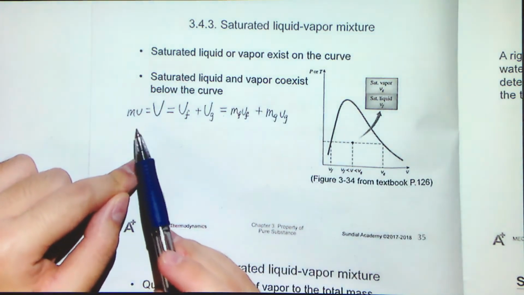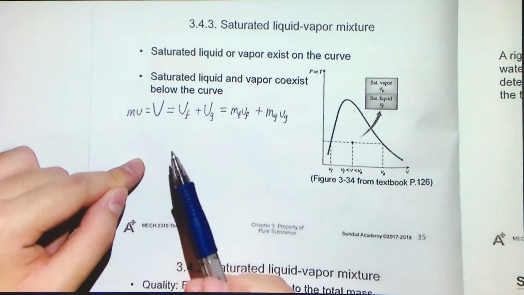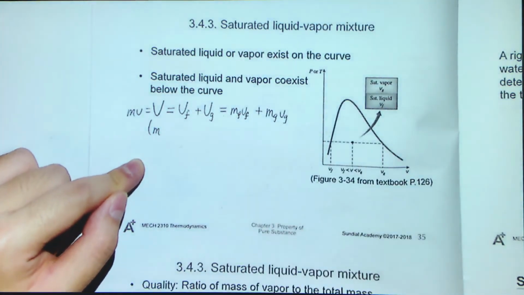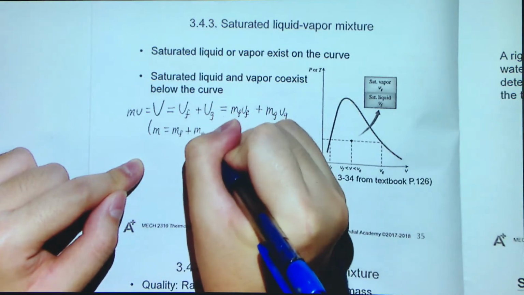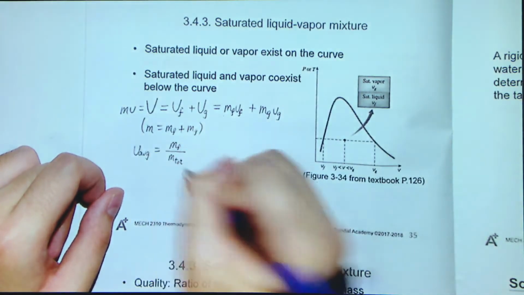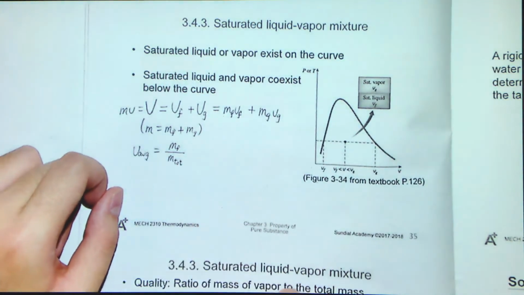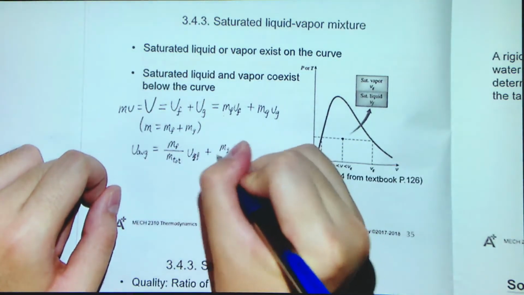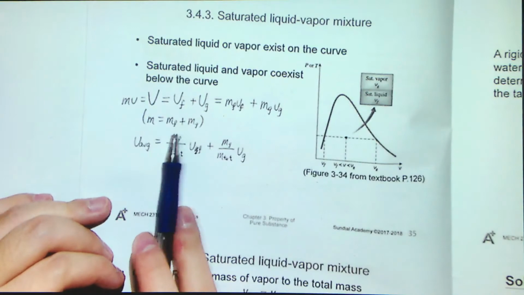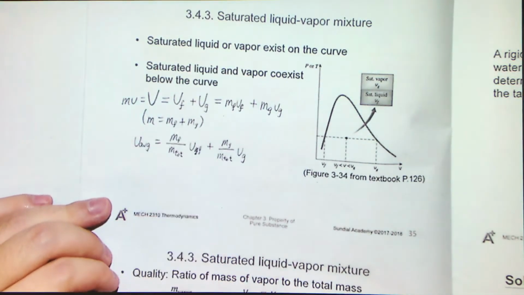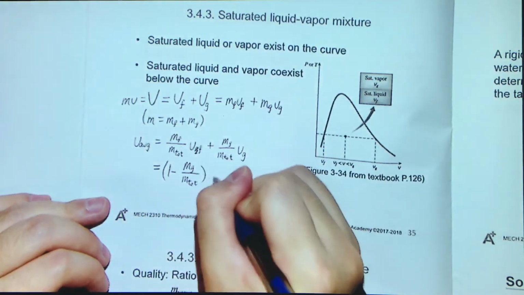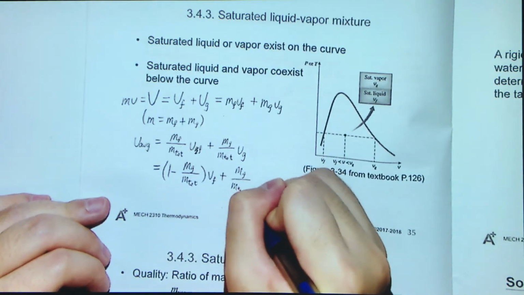But note that this mass can be decomposed into mf plus mg, because the total mass of this mixture is equal to the mass contributed by the saturated liquid part as well as the saturated vapor part. So we can substitute m equal to mf plus mg. And this one is v average. We can rewrite it to be mf divided by m total vf plus mg divided by m total vg. This m total is just the m here, but I use another symbol. Because the total mass is equal to mf plus mg, this mf is equal to m total minus mg, so we can rewrite it to be 1 minus mg divided by m total, times vf, plus mg divided by m total, times vg.